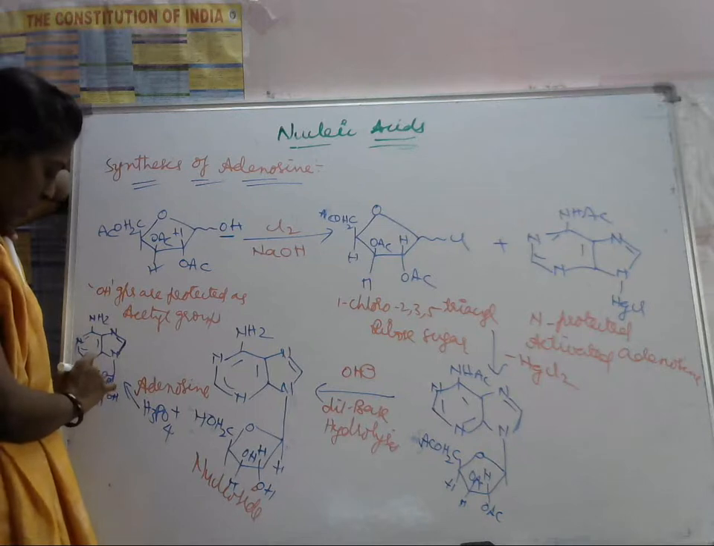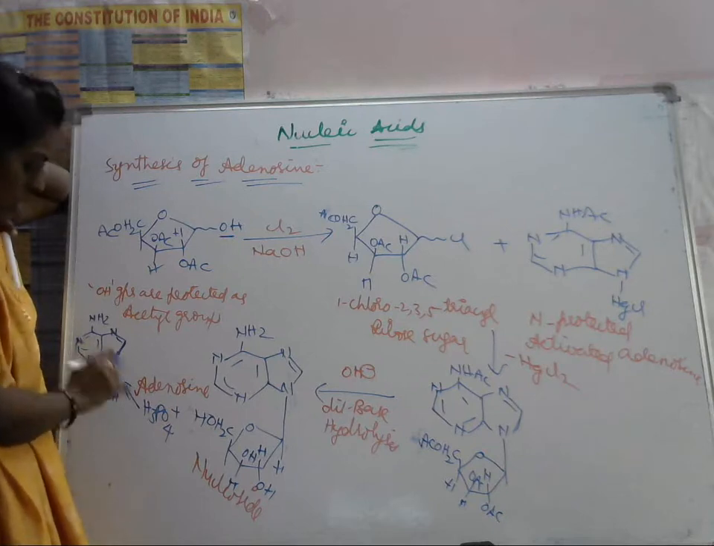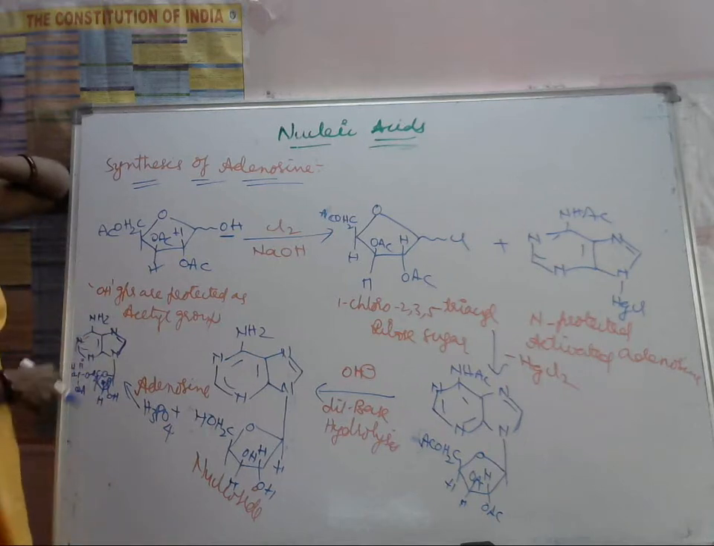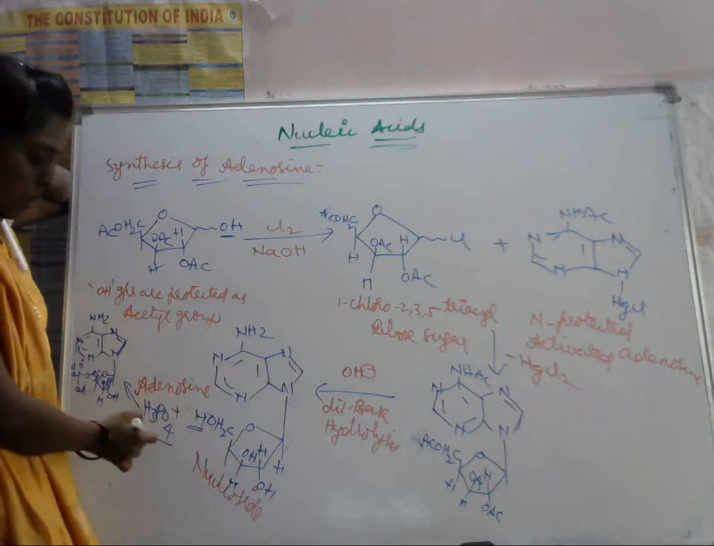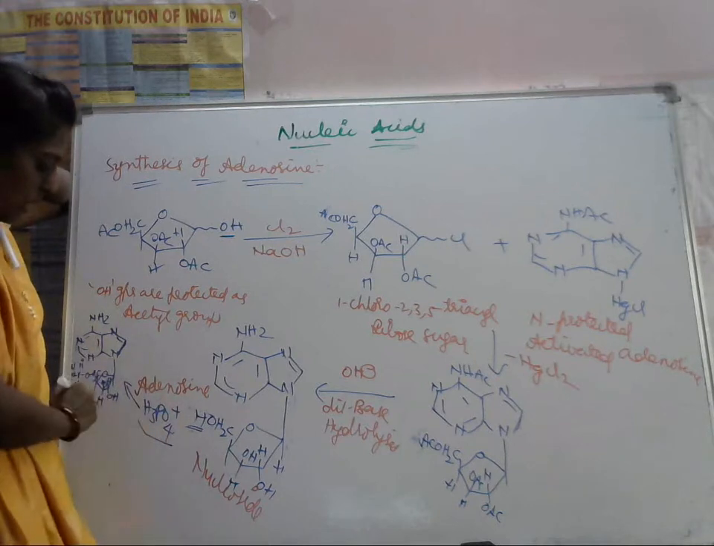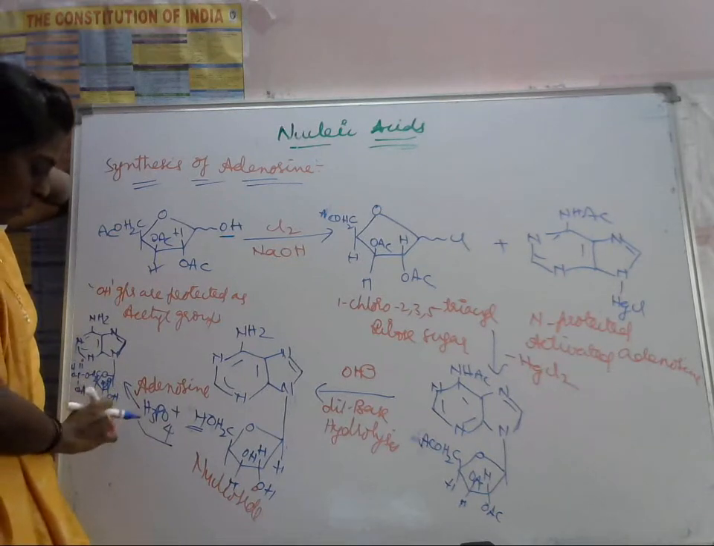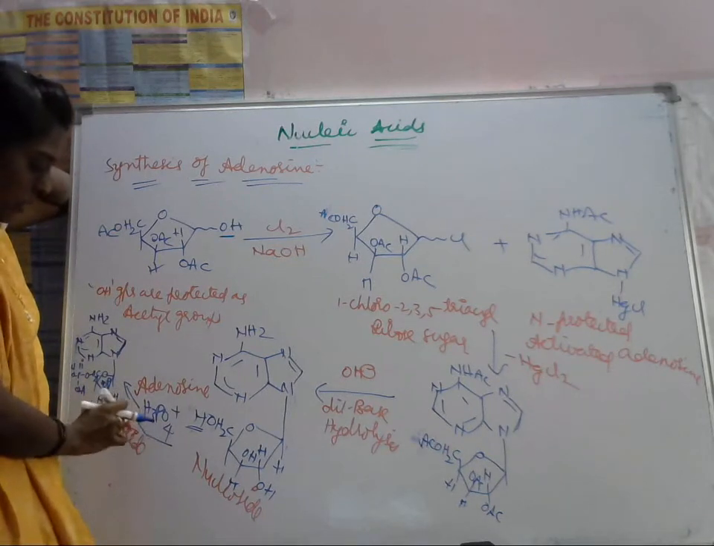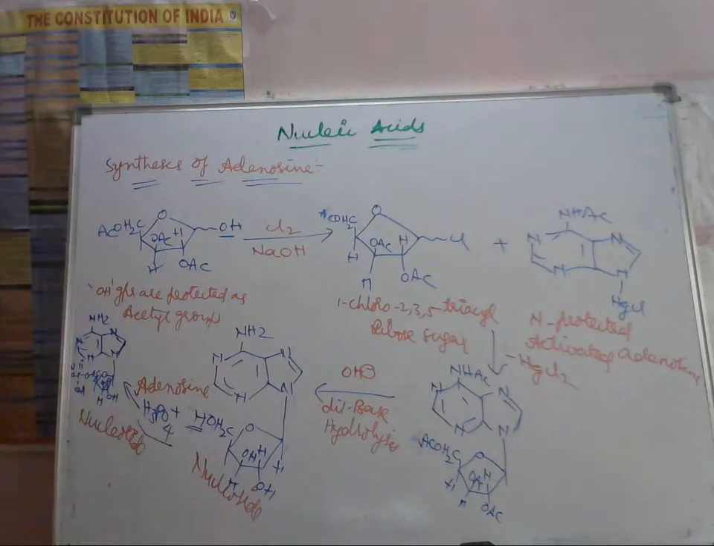Here CH2O, P double bond O, OH is here and here OH. This is the phosphate group. So if you replace this hydrogen with this phosphate group, then it is called a nucleotide.